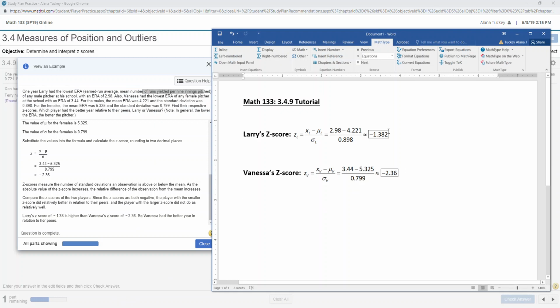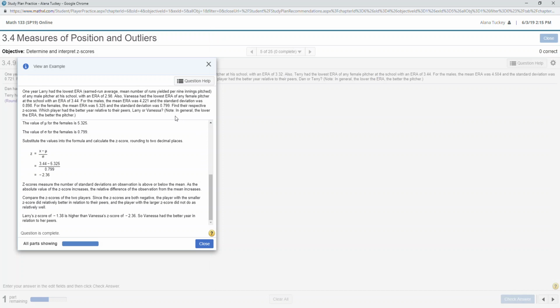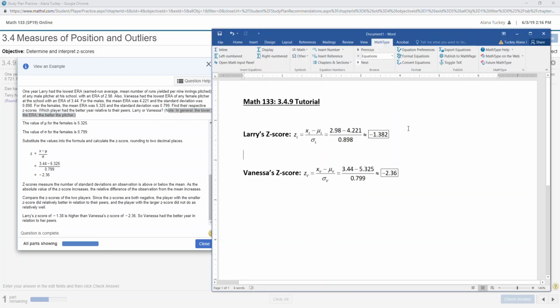Oh, and they say it right here. Note, in general, the lower the ERA, the better the pitcher. Well, there we go. Oh, right, because the other team wants the runs. You, as the pitcher, don't want the runs. So you want the other team to fail, essentially.